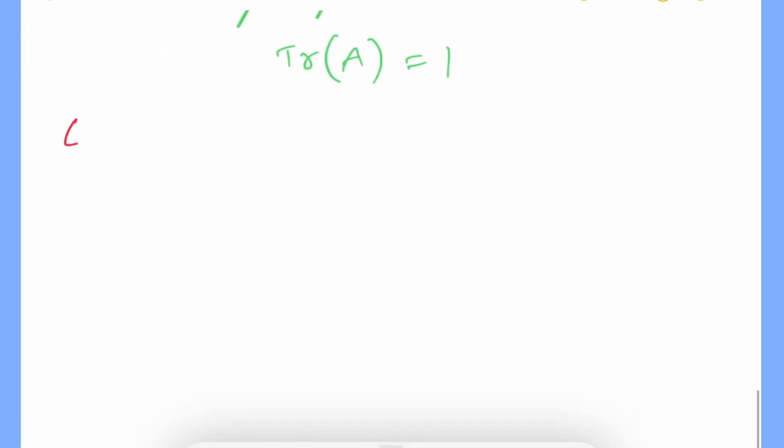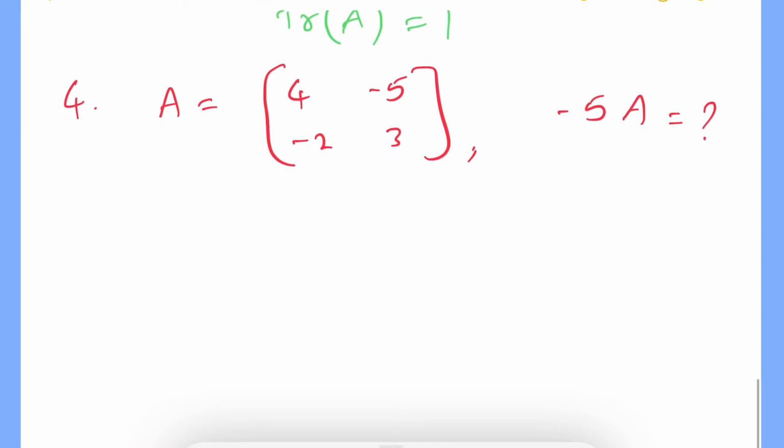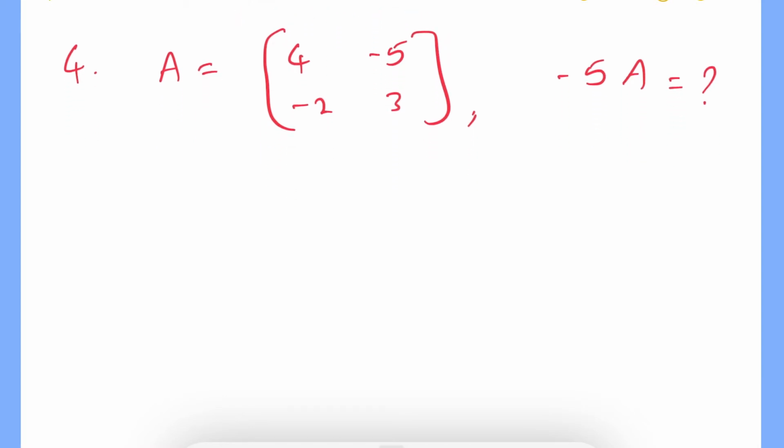And next question is, matrix A is given as 4, minus 5, minus 2, 3. Then he is asking to find the value of minus 5A. So this is scalar multiplication. Simply minus 5 we need to multiply with the matrix 4 minus 5 minus 2 3.